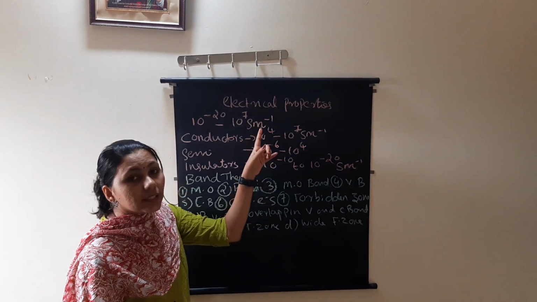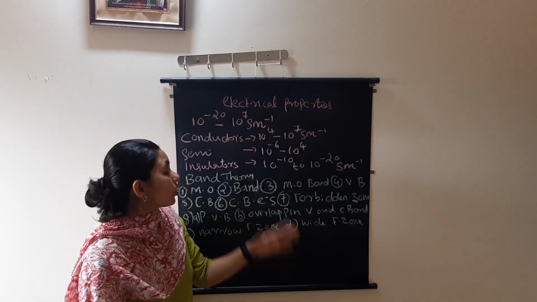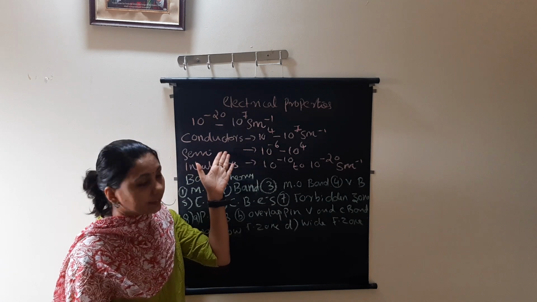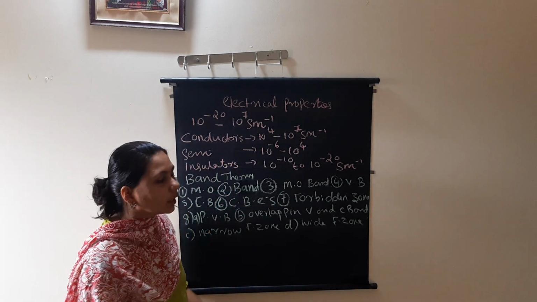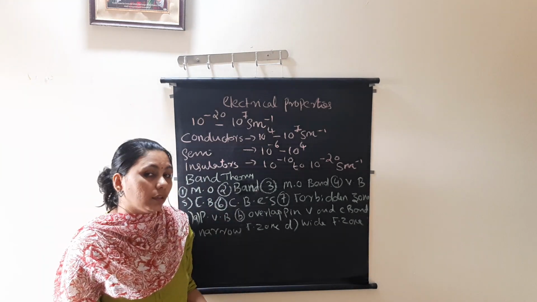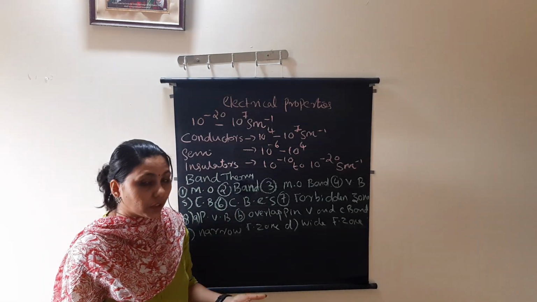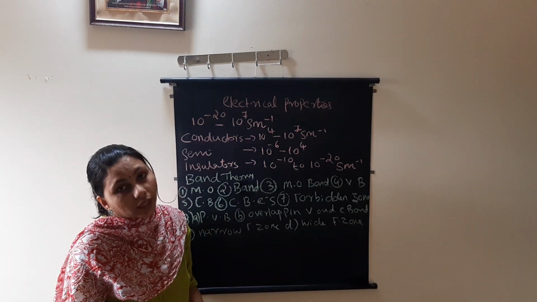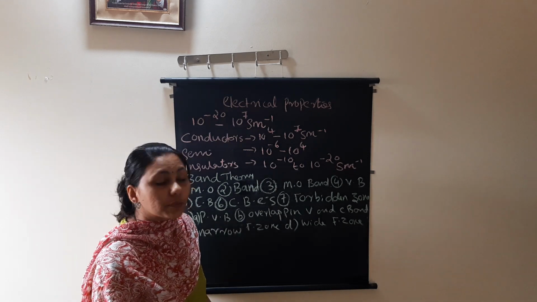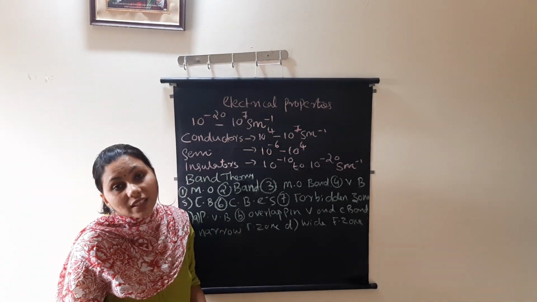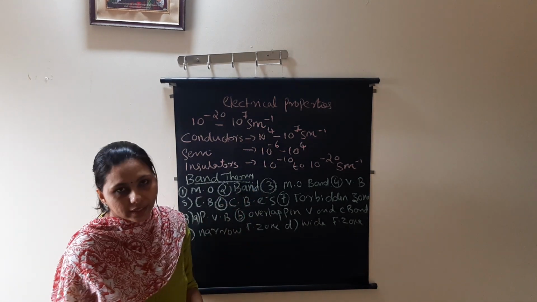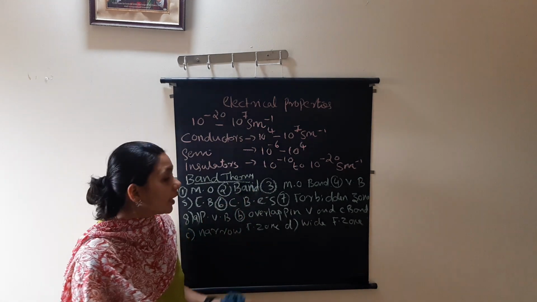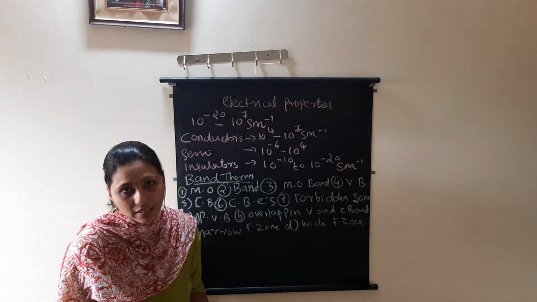So that is based on the conductivity. Solids are classified into conductors, semiconductors and insulators. Clear? To explain the electrical conductivity, there is one theory known as band theory. The conductivity in solids is explained by a theory known as band theory.